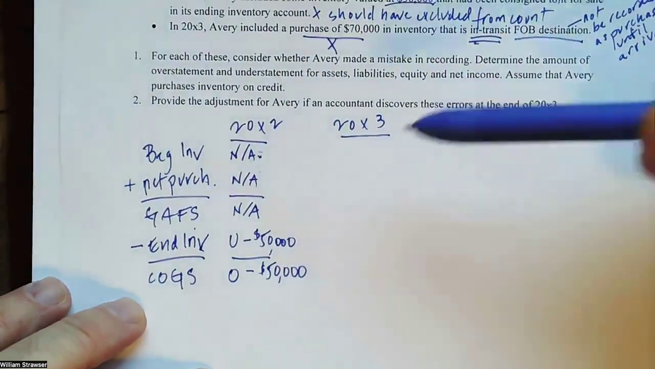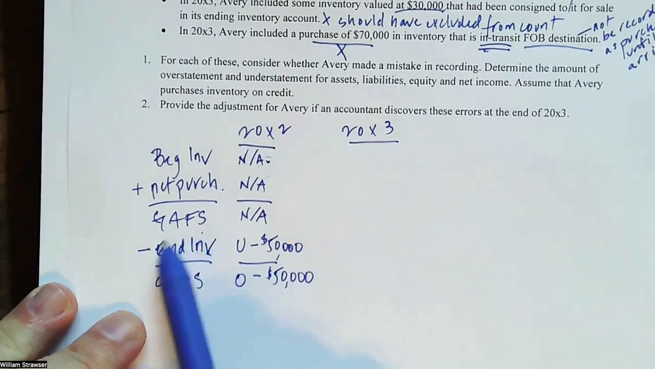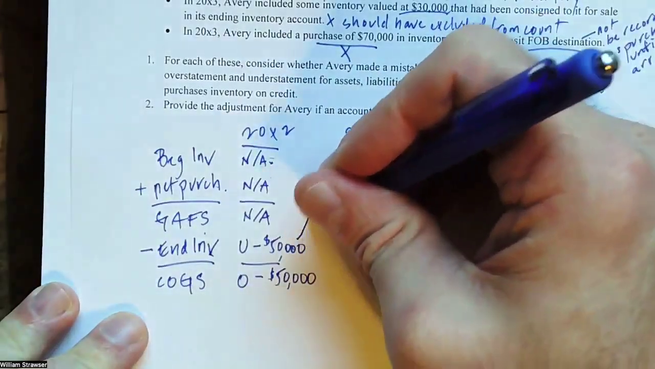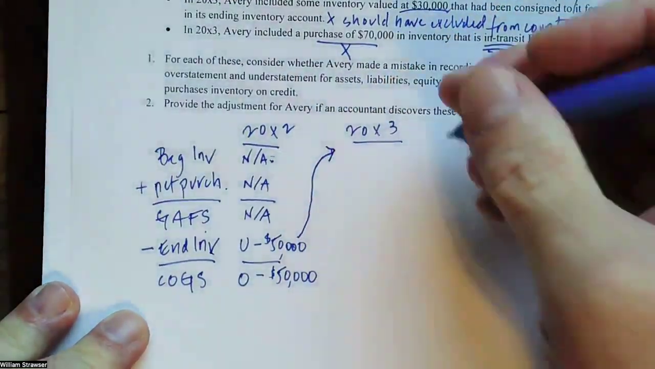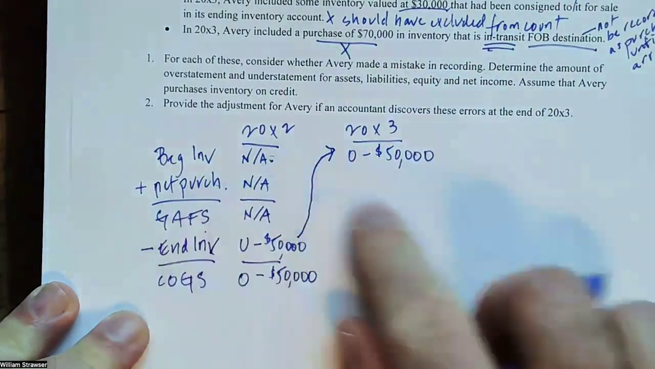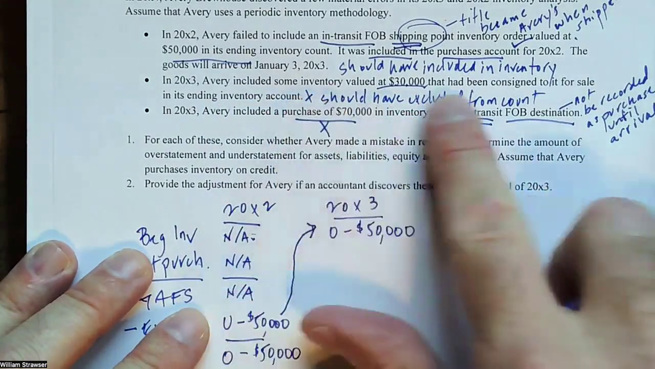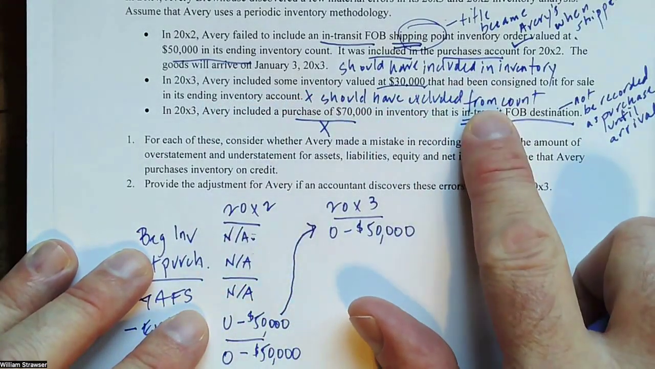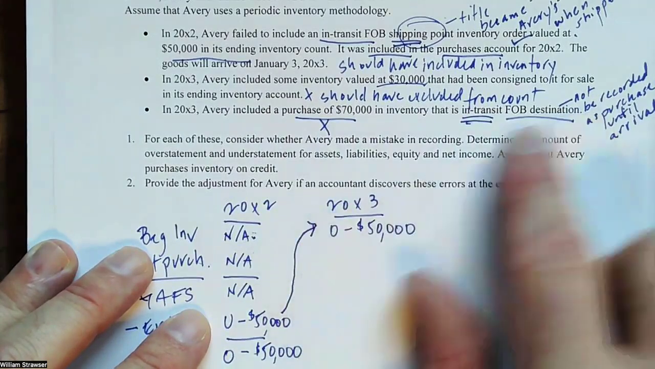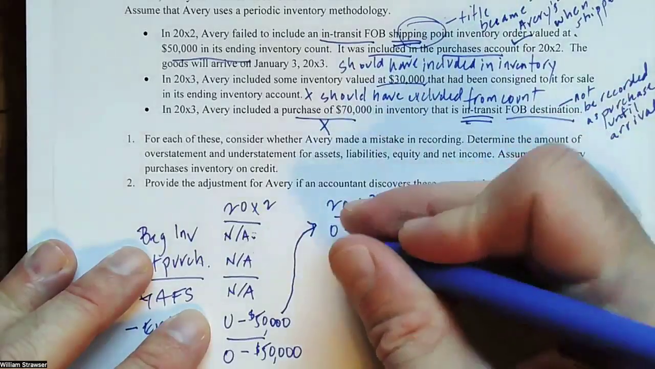Now, normally we would say, hey, beginning inventory, no error, but we set the dollar value of ending inventory at an understated amount of 50,000. That's going to be the inventory we begin our 20x3 year with. And now we look to see, did we have any issues with purchases during 20x3? So it looks like this consignment issue was an ending inventory issue, but in this purchase, they included a purchase when it was FOB destination. That should not have happened. So we actually overstated our purchases by 70,000.